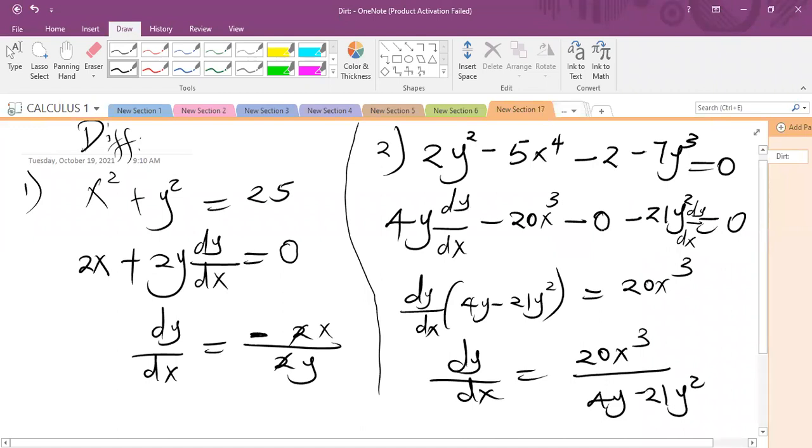So one last example for that one. I want us to look at one last example for that one.